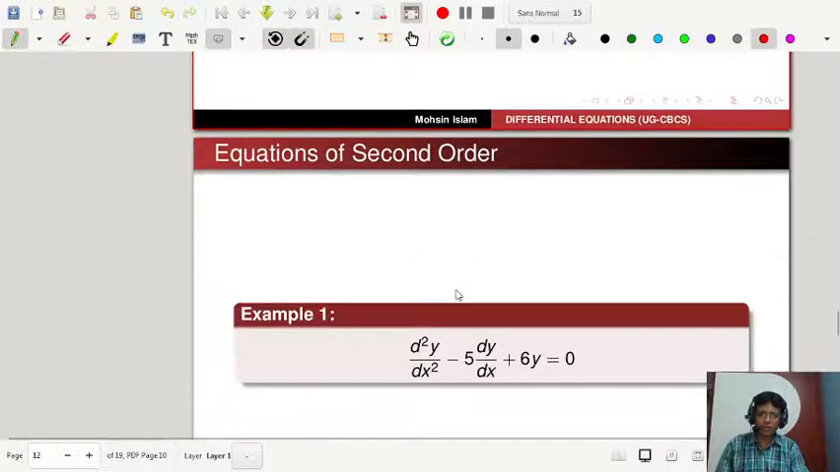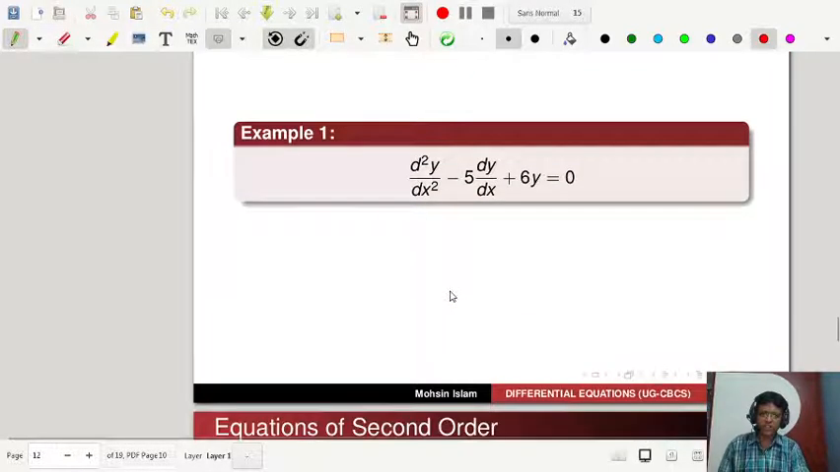So next we'll have some examples on what we have learned. First example is d2y/dx2 minus 5 dy/dx plus 6y equal to 0. Let's solve. Okay, let us find the solution of this differential equation.